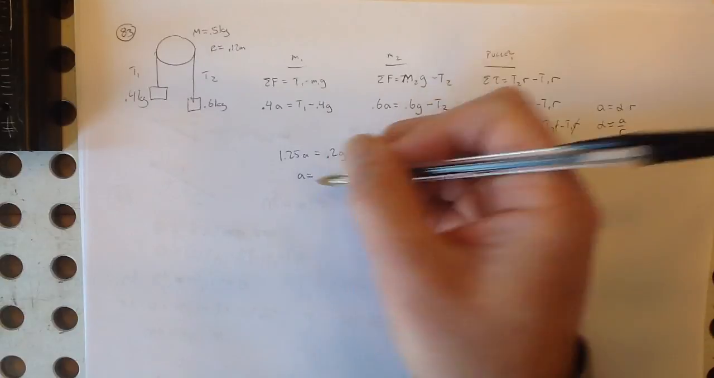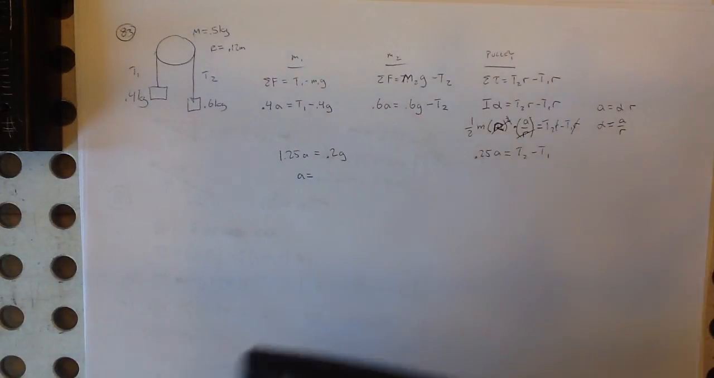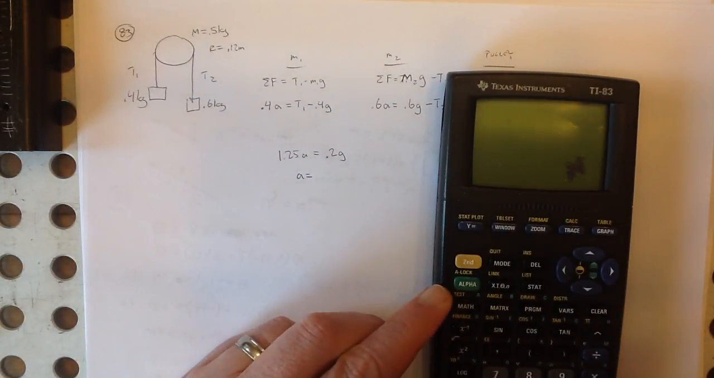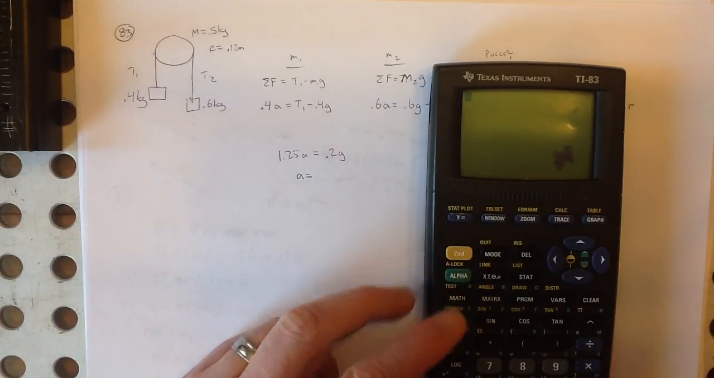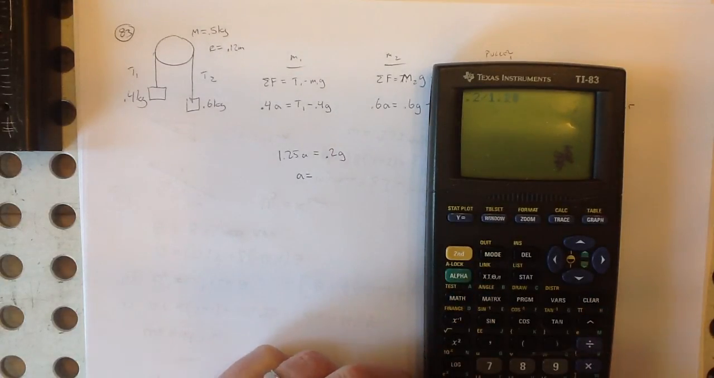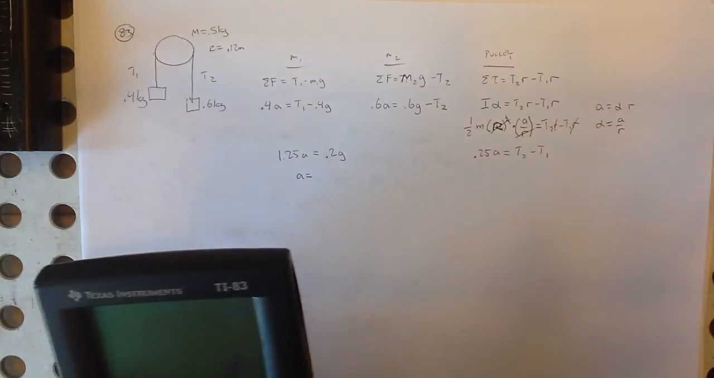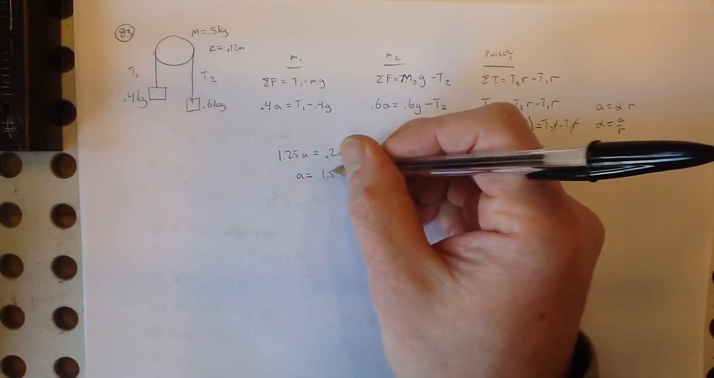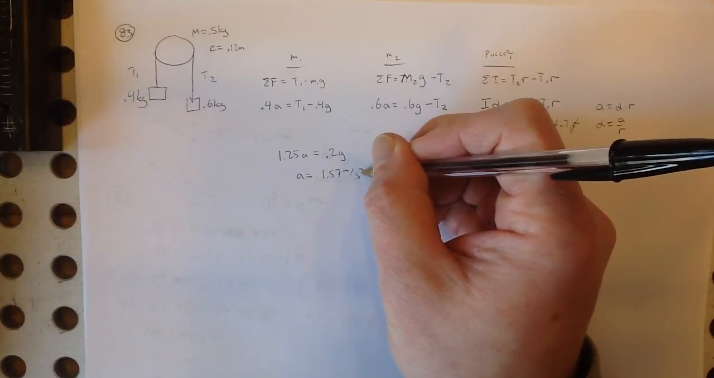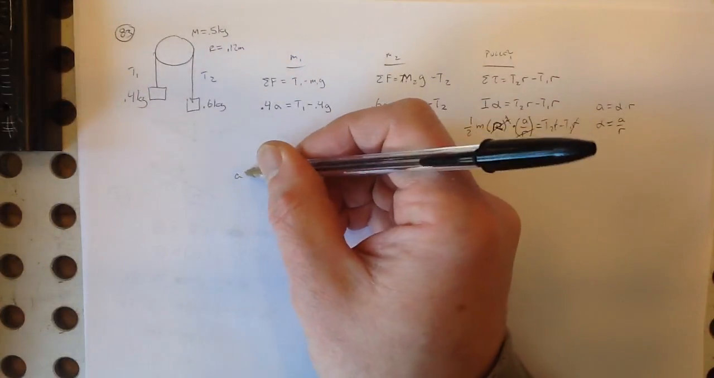And that's all I need to do there. So I just need to do 0.2 divided by 1.25 times 9.8, which is about 1.57 meters per second squared. That's the answer for part A.